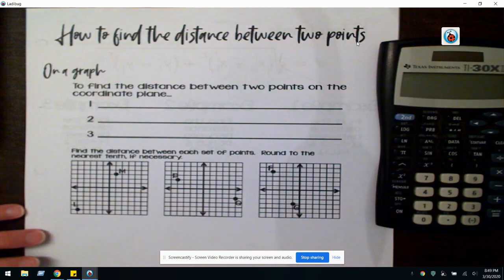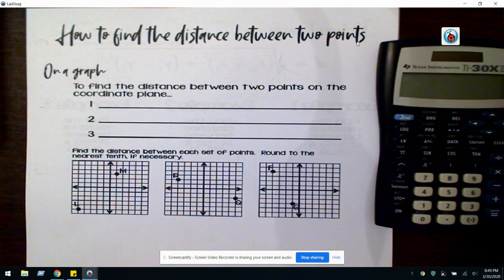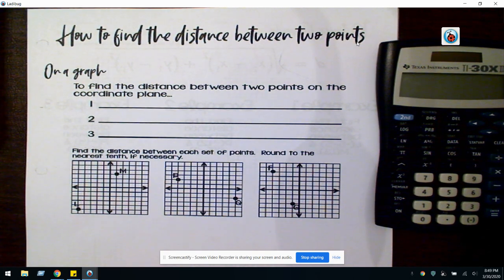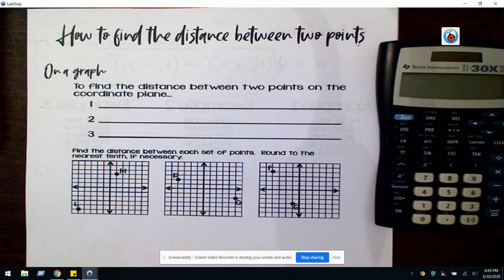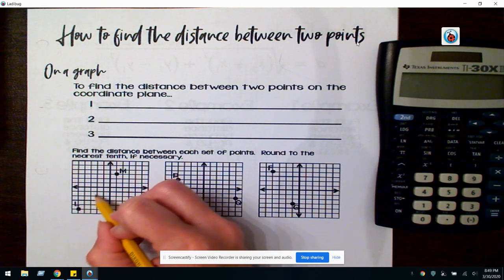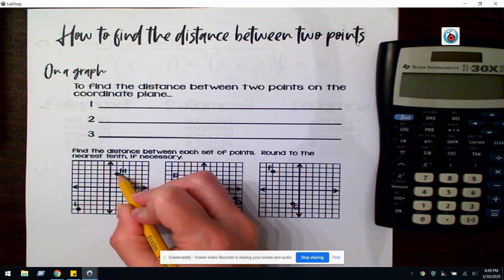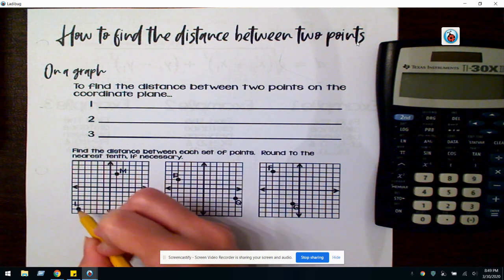What I'm going to be showing you today is, again, the Pythagorean Theorem, but it's when you're given 2 points on a coordinate plane, like you see here, and you need to find how long this line is, like what is the distance between M and L.